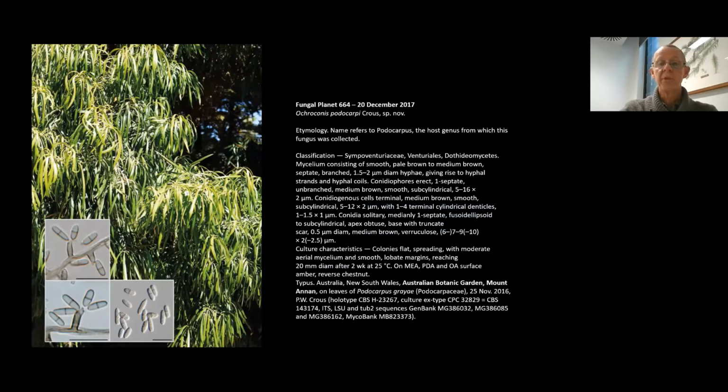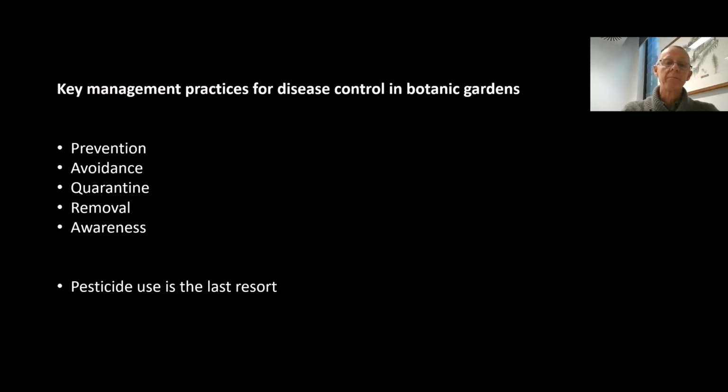And I know the gardens at Mount Annan are a type site for a number of species that have been described there. Control methods and management practices of disease control in botanic gardens have changed an enormous amount over the 30 years that I've been involved in this area. Now, particularly, our focus is on preventing and avoiding pathogens, quarantine where we need to, and sometimes removal of an infected individual to protect the herd.